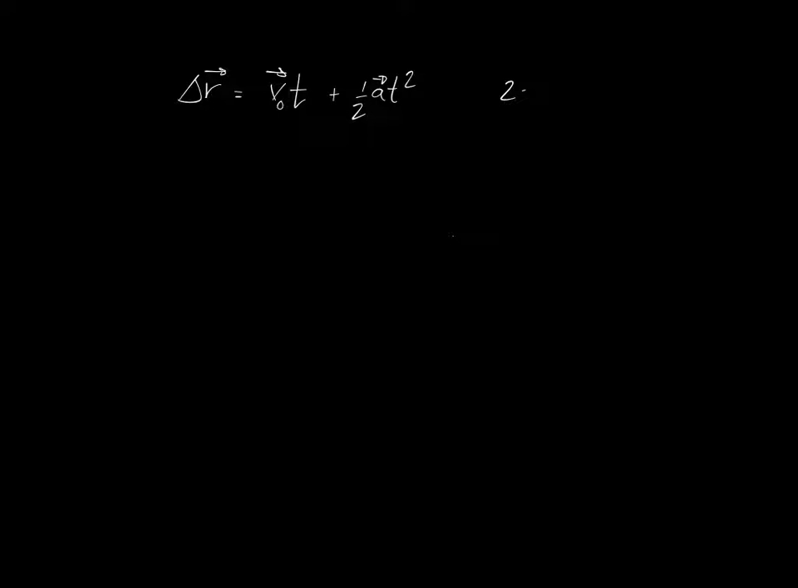So this is 2-dimensional displacement. And this works when your acceleration is down due to gravity, and your initial velocity could be at any angle you want. So if you imagine, like, here's the ground, right?